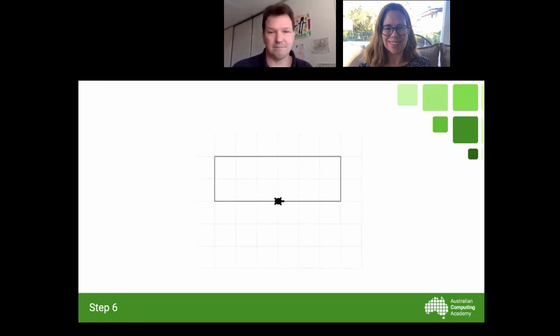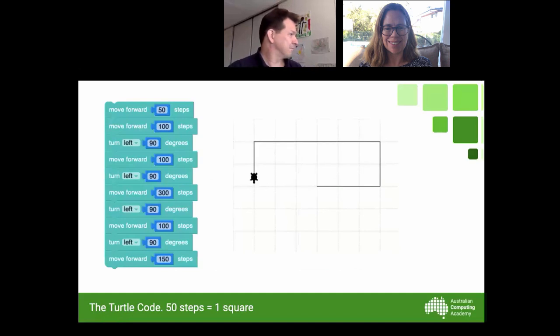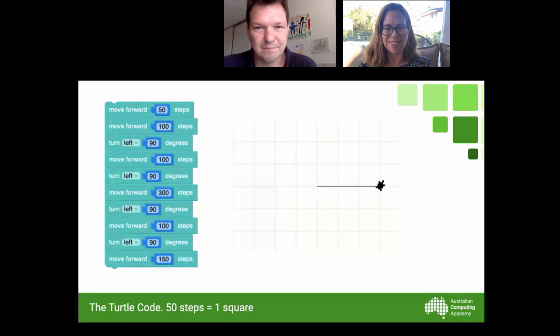Let's have a look at the next thing and see what that would look like if we gave those instructions to the computer. Okay, when we do coding, this is how those instructions look when we put them into the coding language that we're going to have a look at shortly. And you can read those instructions from the top to the bottom. You can see each step set out nice and clearly there. Instead of centimetres now, we're talking about steps, and you can see 50 steps in the computer's language means 1 square.